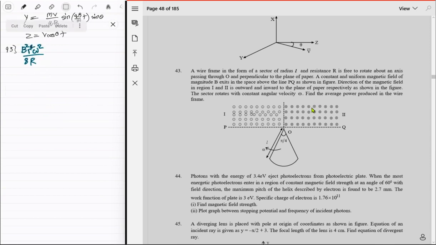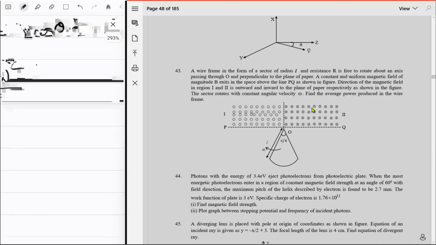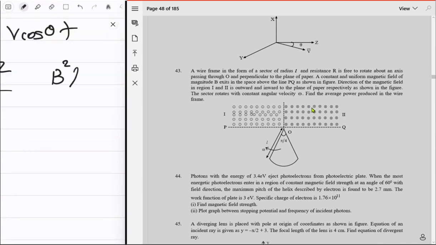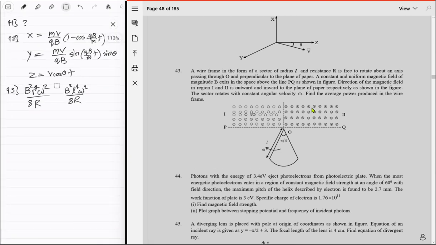कुछ दिया नहीं ना अपने को, या मतलब कुछ और, right? अच्छा, okay, instead of that, it should probably just be this thing, B square L power 4 omega square upon 8R. Next question, 44. 45 तक करेंगे, then we'll stop.